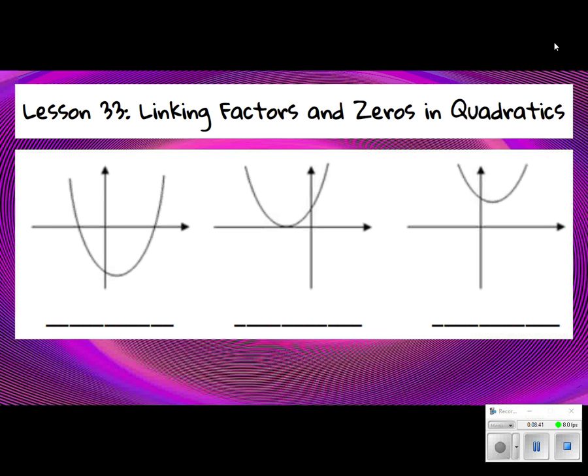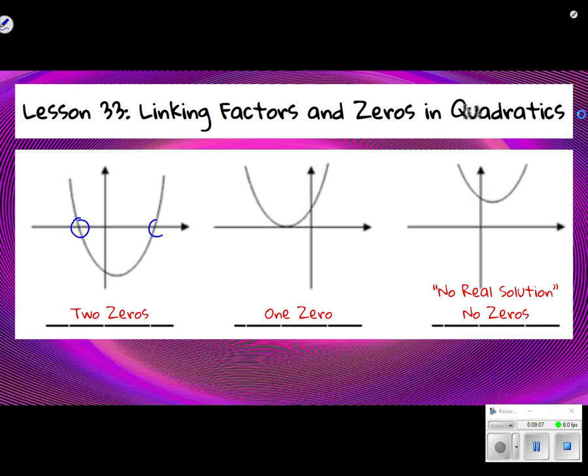All right, so you are going to be in one of 3 boats when you're dealing with quadratics. You will have 2 zeros, 1 zero, or no zeros. And when we say no zeros, we're going to write no real zeros or no real solutions. Now, when we say zeros, we're looking again at those x-intercepts. So here's 1 x-intercept, here's 2 x-intercepts. So that's why we have 2 zeros. The 1 zero happening here is where it comes down and kisses the x-axis and leaves. And so this is a repeating zero.